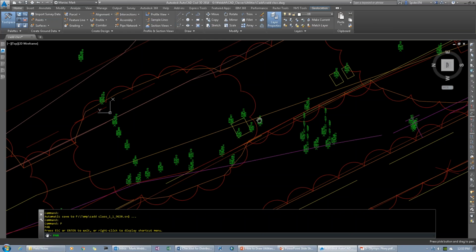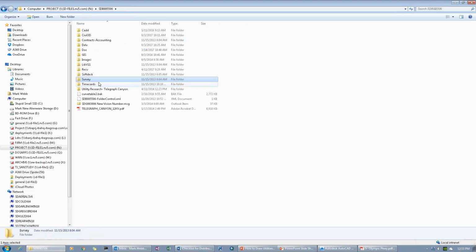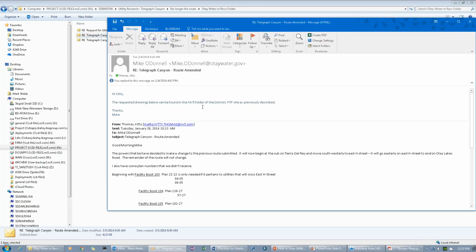You'll see plans that are in, and I didn't get a good copy of the plans, but there's copies of, you know, municipality stuff in this research as well. Let's see. Survey, time cards, utility research. Here's, you have to download the facility book.